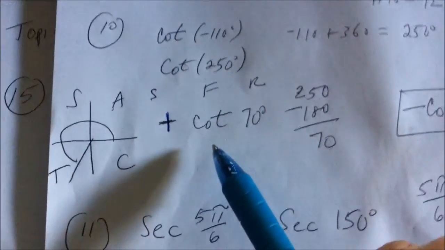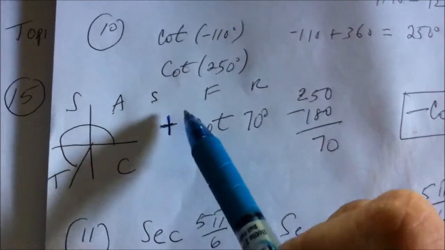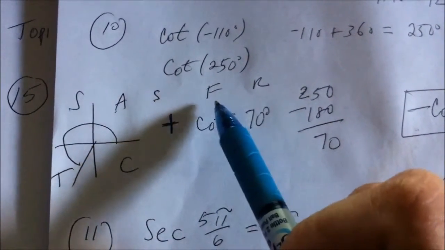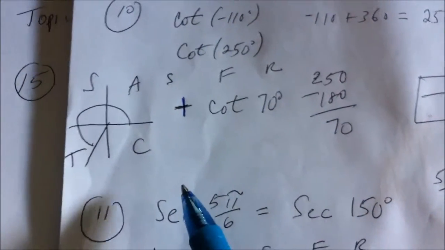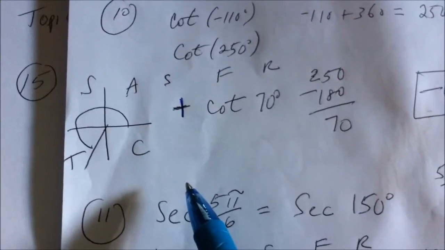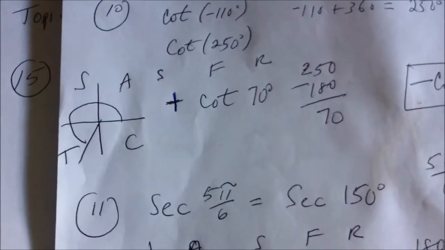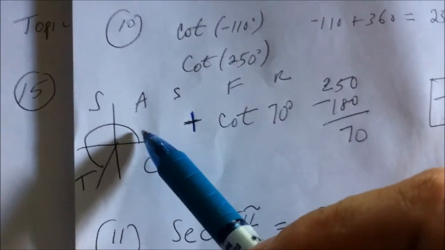So expressing it as a function of a positive acute angle, we'll use the letters SFR. S stands for the sign, F is the function of the original, and R is the reference angle. Remember, the reference angle is a positive acute angle. It's always the distance to the x-axis, never the y-axis. Sorry about that, the answer key was wrong here. I'm going to change that.